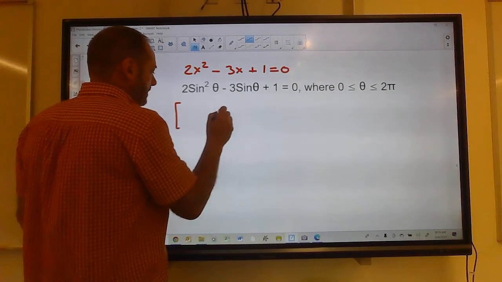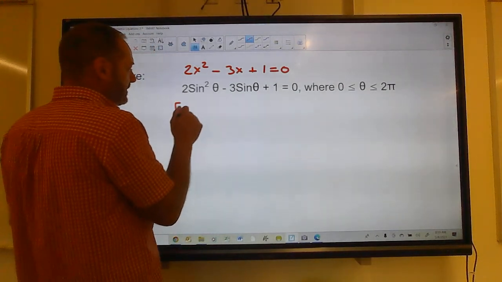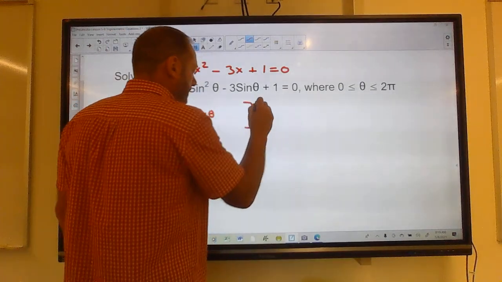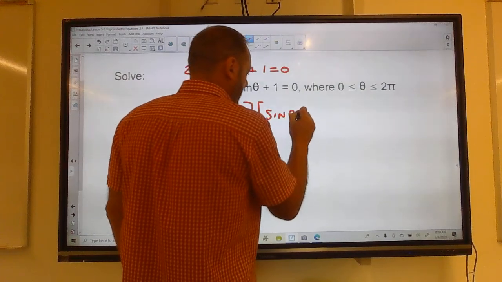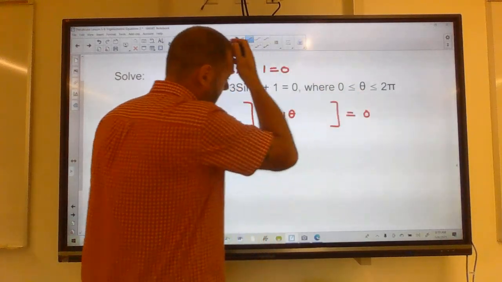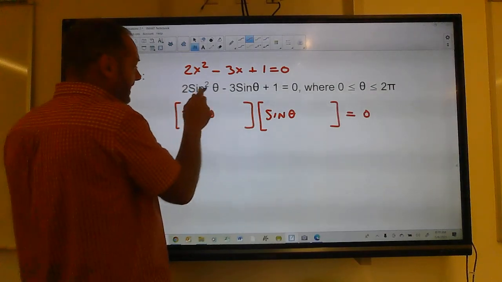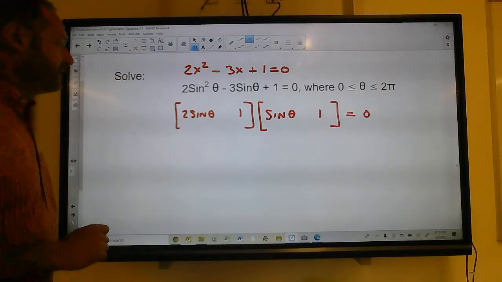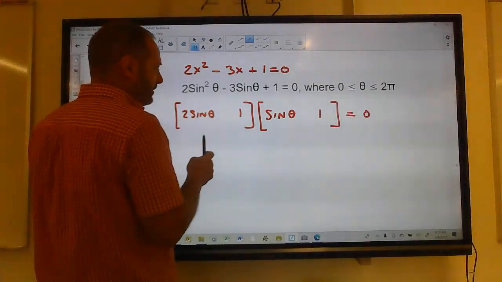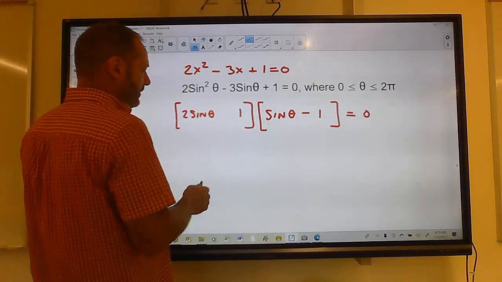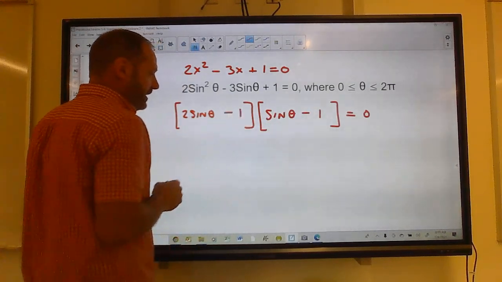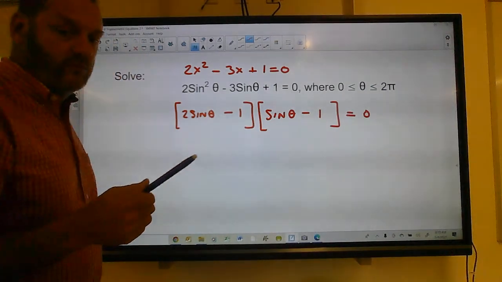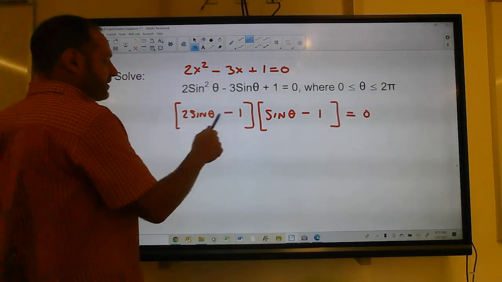So we're going to break it into two pieces. We're going to have 2 sine theta in one, and just a sine theta in the other. So that's my factors of 2 sine squared theta. And then my factors of 1 are just 1 and 1, so that's pretty easy. And I need to make negative 3 in the middle, so I'm going to have a negative 2 sine and another negative sine. Now always double check by foiling this and making sure that you go back and get this.